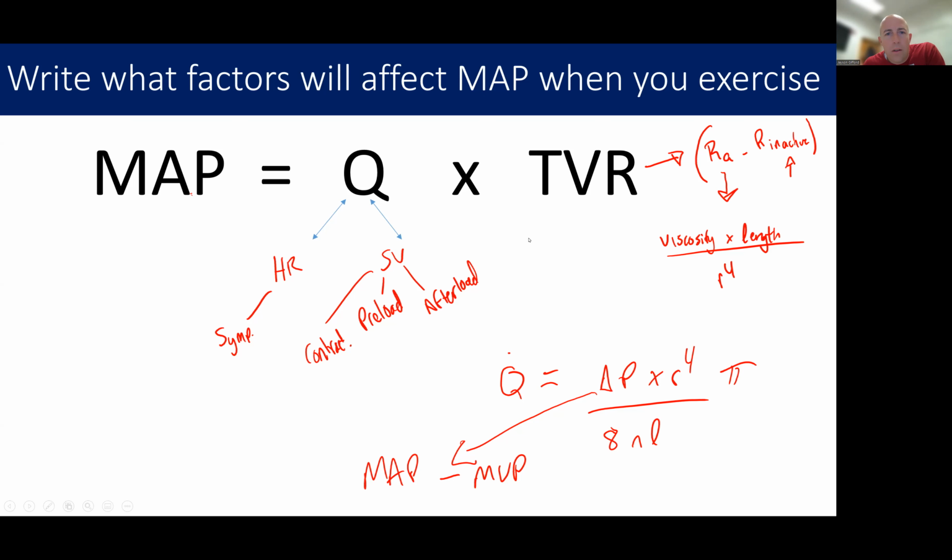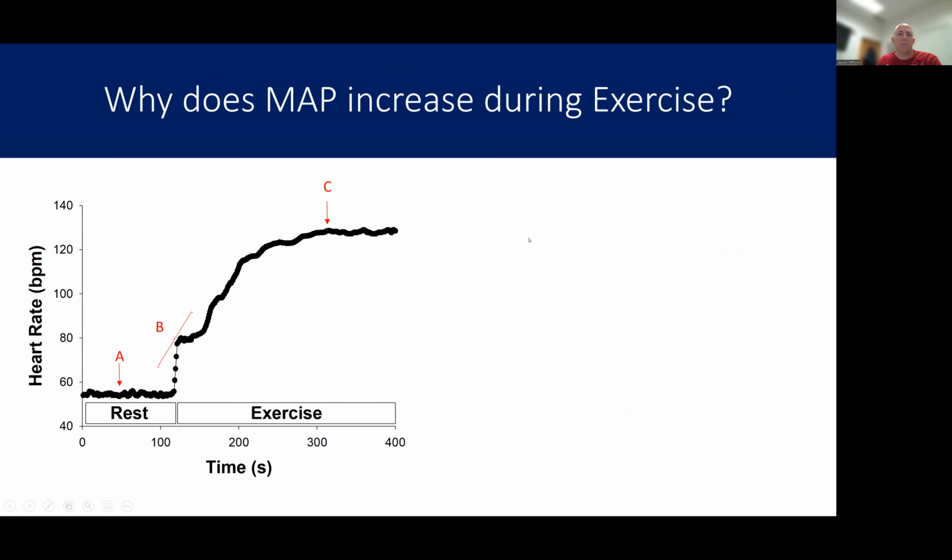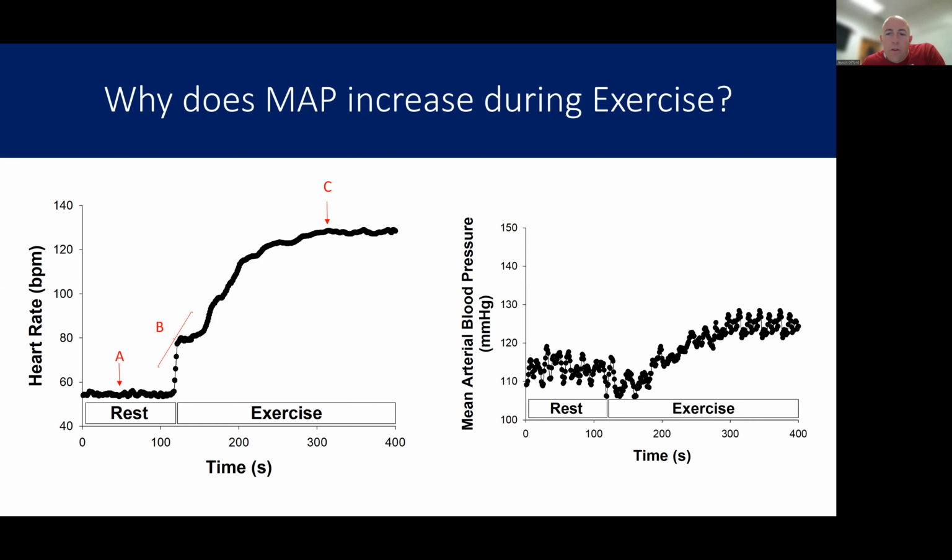Now, let's move on here. So why does mean arterial pressure increase with exercise? Well, one thing is you're going to have an increase in heart rate, which will help increase cardiac output. That cardiac output will also be increased by an increase in stroke volume. So mean arterial pressure is going to go up. Part of it's due to the heart rate, but it's not all. You also can see, especially during a resistance exercise, vascular resistance increase exponentially.